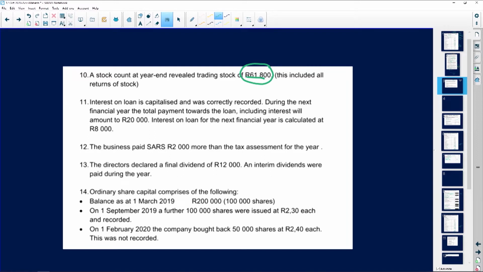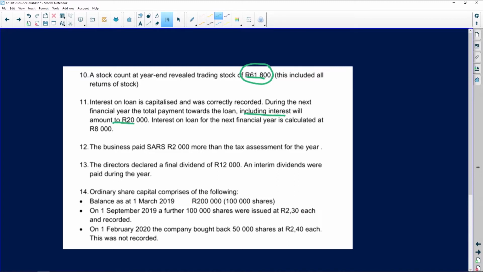Interest on loan is capitalized and was correctly recorded. During the next financial year, the total payment towards the loan, including interest, will amount to 20,000. Interest on loan for the next financial year is calculated at 8,000 Rand. Okay, so if we look at this adjustment, clearly they are not testing the calculation of interest on loan. Again, we are not required to do the income statement, so that is not being tested. What they are testing is your ability to calculate the short-term portion of loan.